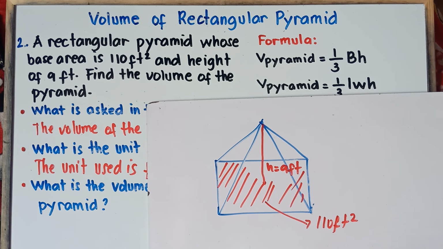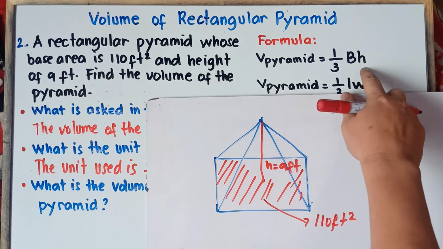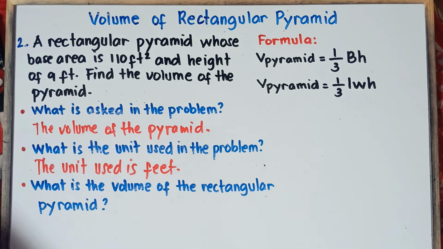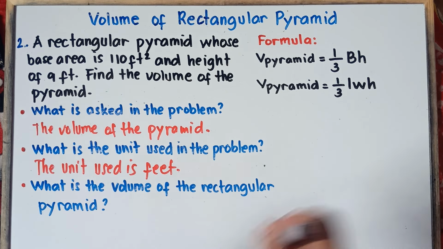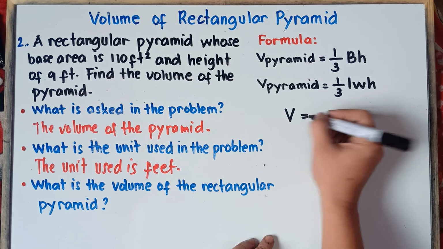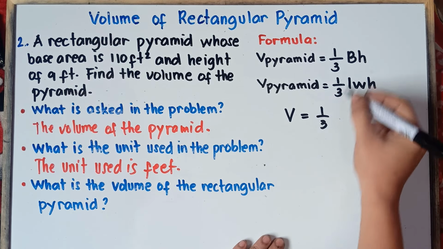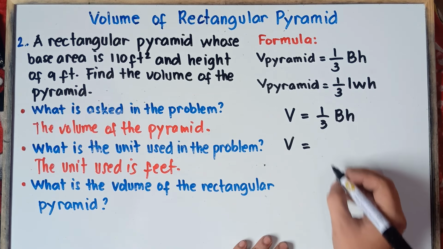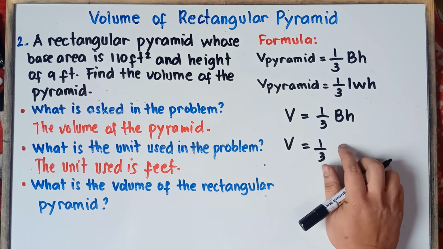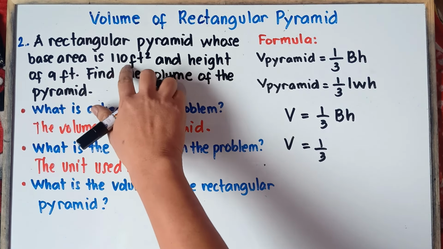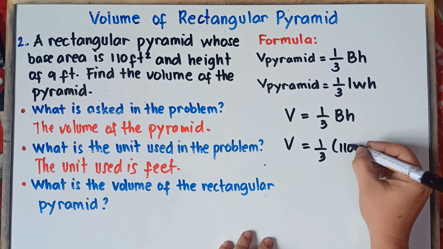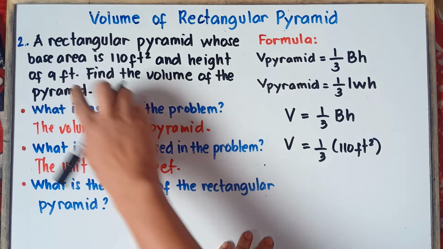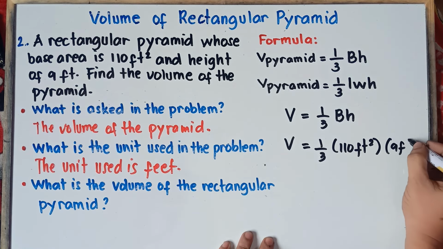So therefore, class, to find the volume, we will be using the first formula because we have given area of the base. Alright, so let's use the first formula. So the volume is equal to 1/3 times the area of the base times the height. Once again, the area of the base, that would be 110 square feet, multiplied by the height, that is 9 feet.